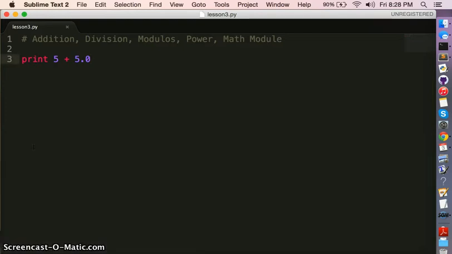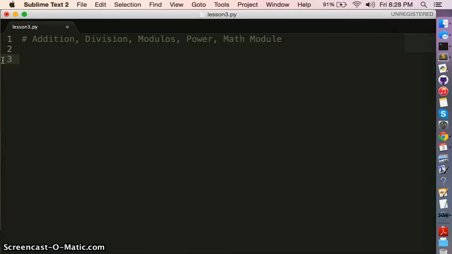Now a key thing in computer science is that when you do some sort of expression or call a function, you want to know the type that the function returns. And so in this case, if we do anything with a float in Python, then the resulting answer is going to be a float.